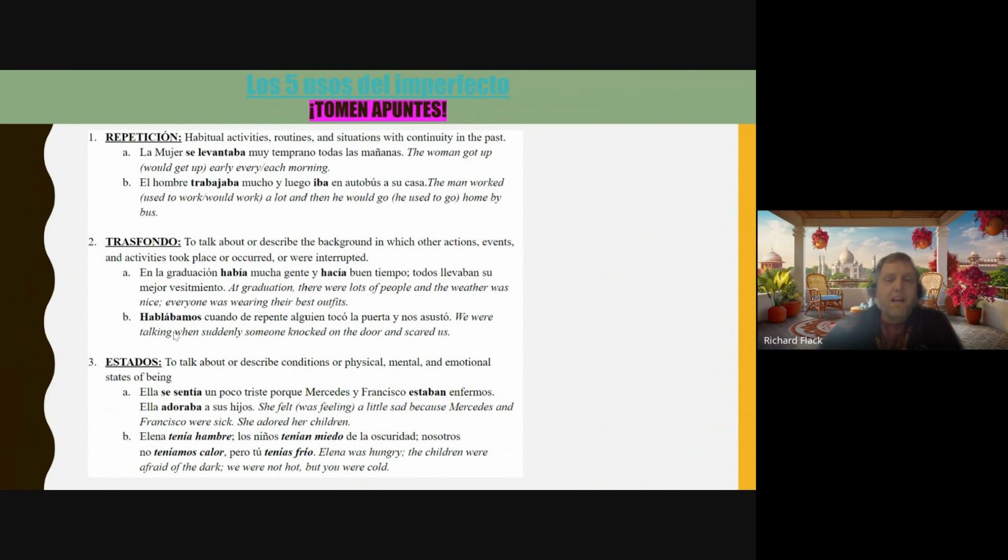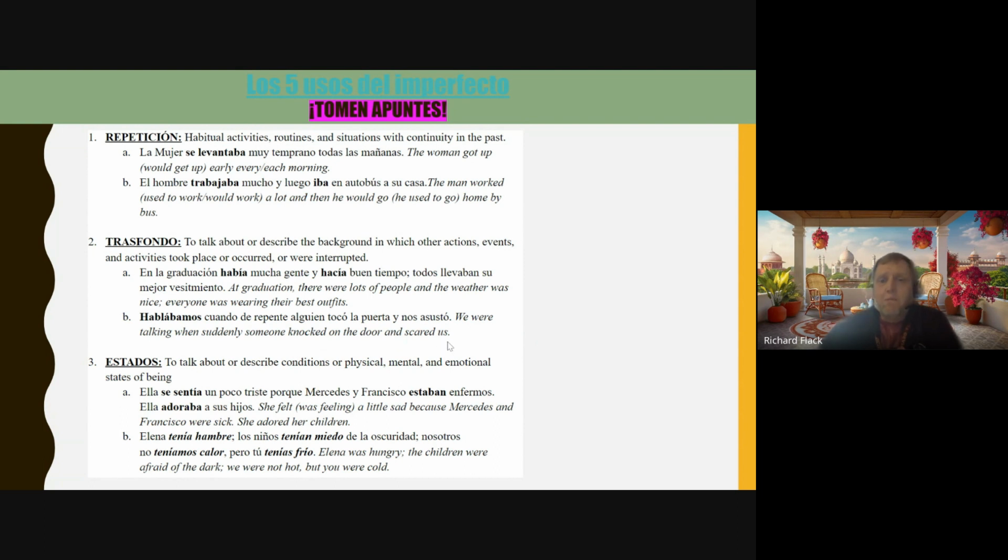So we had an action going on and something else interrupted that action. The thing that was going on goes in the imperfect. The thing that interrupts the action is in the preterite. And notice how that matches with what we have looked. We were talking, verbing. Someone knocked, scared, ed.